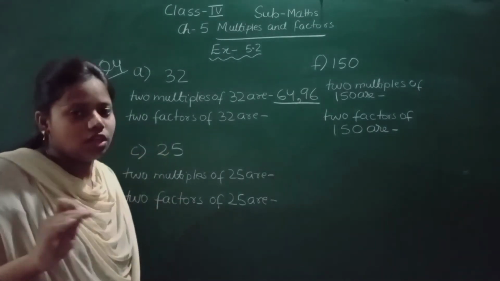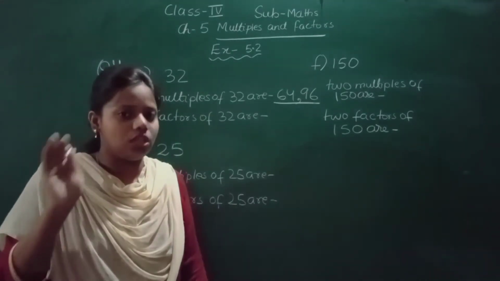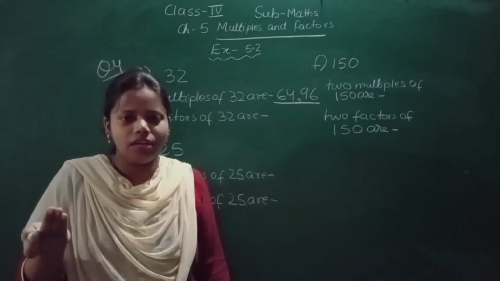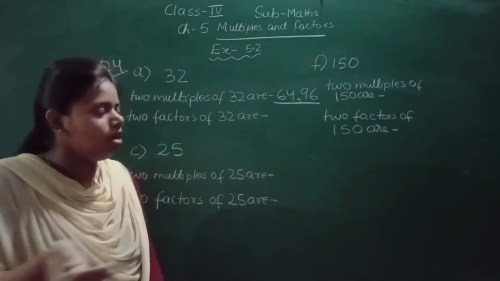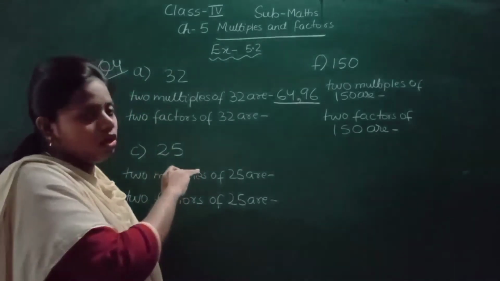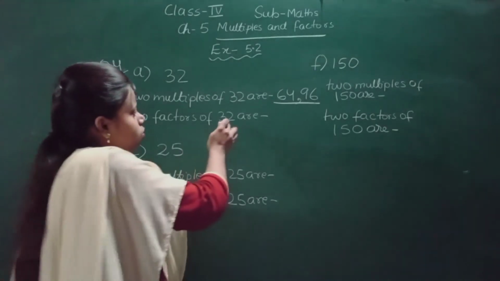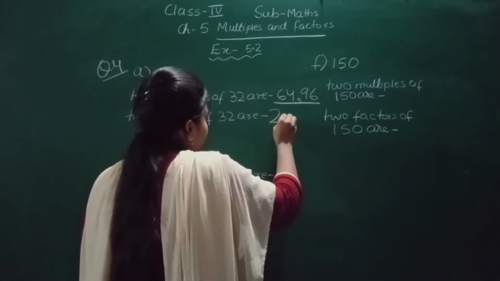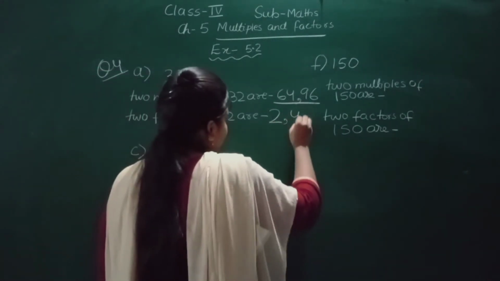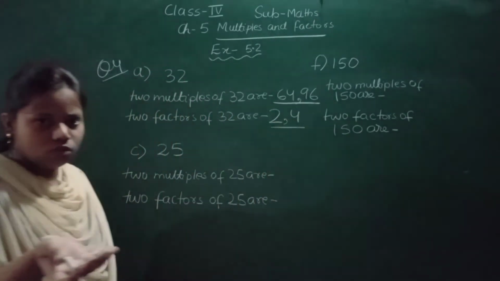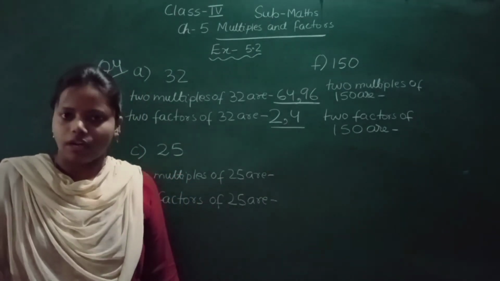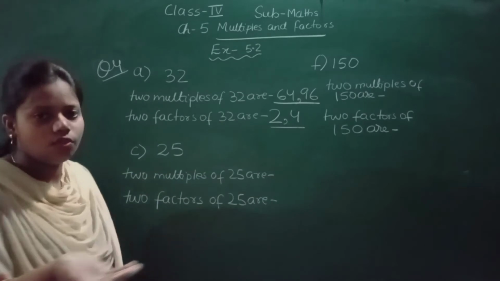Now 2 factors of 32 are. Now 32 comes in which table? Okay, so it comes in 1 table also. We will not write it because we already know it comes in 1 table. So we will write other than 1 and itself. So it will come in 2 table. As you can see, it is an even number. It will even come in 4 table. 4 8 ja 32. So you can write 4 also. You can write 8 also. You can write 16 also. Okay, so you can write any 2 factors. Okay, I have written here 2 and 4.